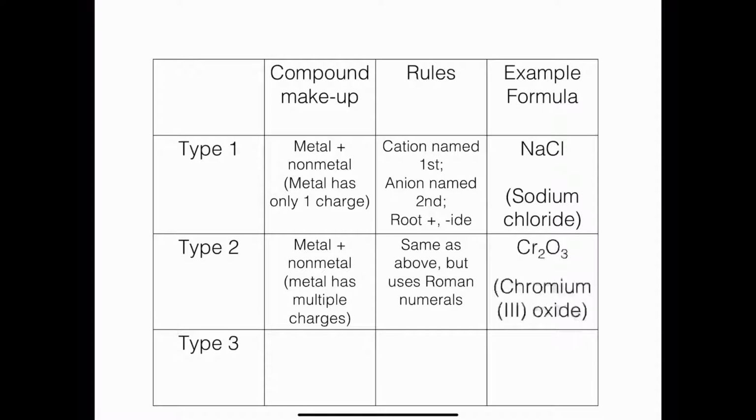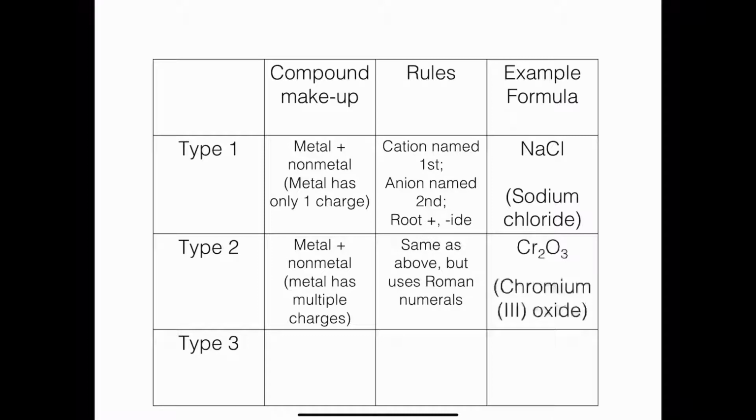An example of this, Cr2O3. So if I give you the formula, you're able to give me the name. You know Cr, or you could look at Cr on the periodic table. That's chromium. O is oxygen, so that would be changed to oxide.